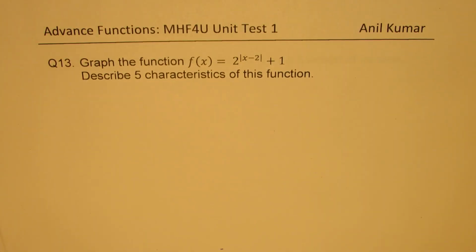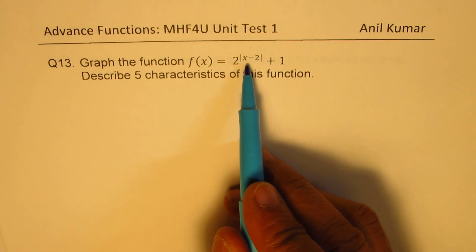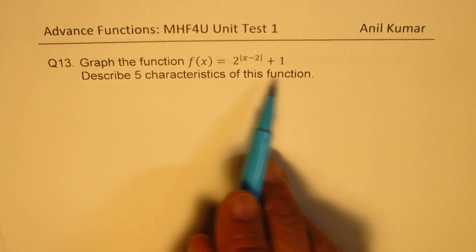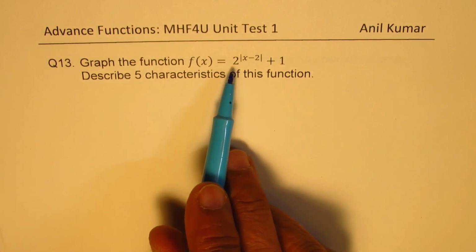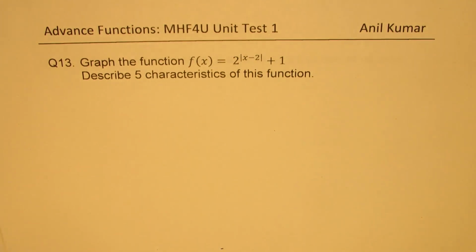And here is question number 13. Graph the function f of x equals 2 to the power of absolute value of x minus 2, plus 1. Describe 5 characteristics of this particular function. So 2 to the power of something which is an absolute value plus 1 is your function. You can always pause the video, answer this question, and then look into my suggestions.